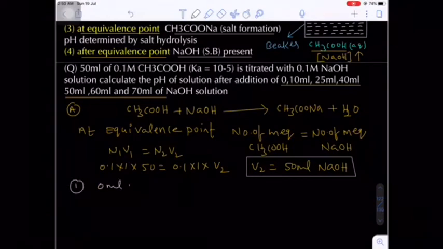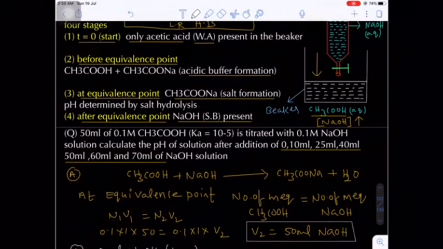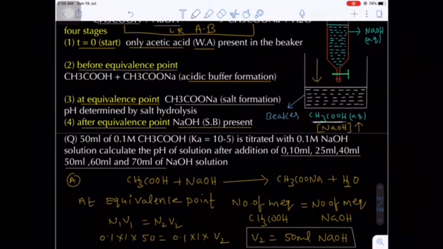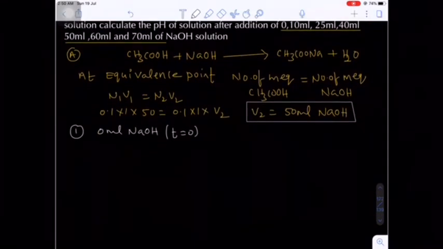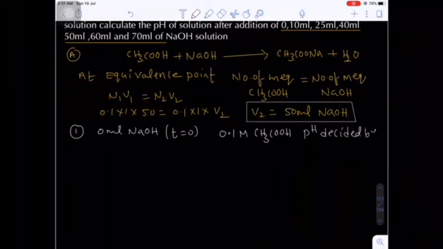Now, one by one. Number 1, initially, 0 ml of NaOH. That means we are not adding any NaOH into the beaker. In the beaker only acetic acid will be present. What is the molarity of acetic acid given in the question? 0.1 molar acetic acid. That means we can find the pH of the solution with the help of a weak electrolyte, that is the acetic acid. So the pH is decided by acetic acid only.